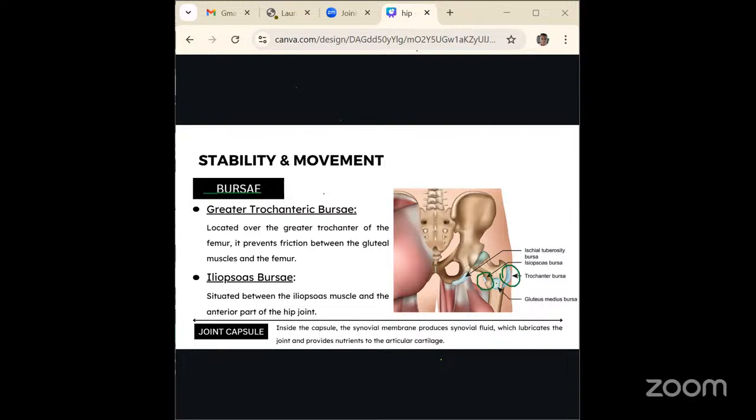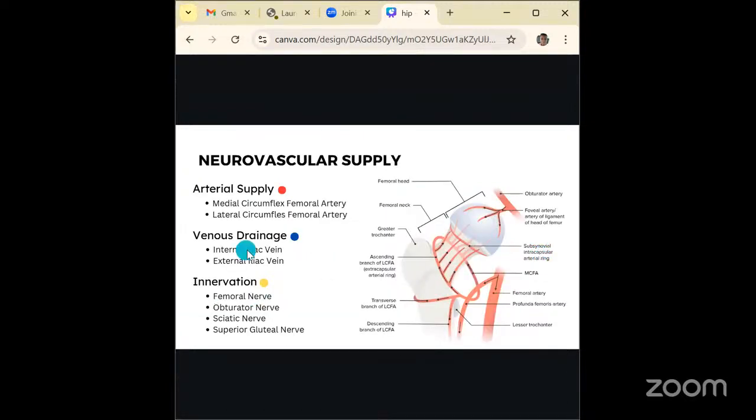Okay. Then the last person is Peace. Peace talked about blood and venous drainage. And I said we have internal iliac vein and external iliac vein. Is that not what I said? Peace, unmute yourself so we can talk. Yes, sir, that's what you said.